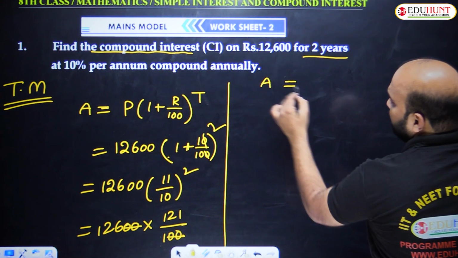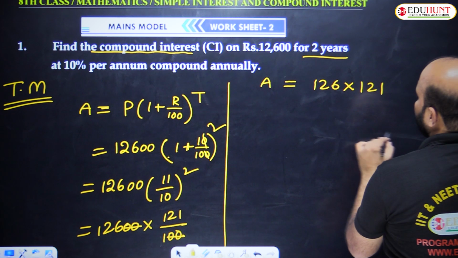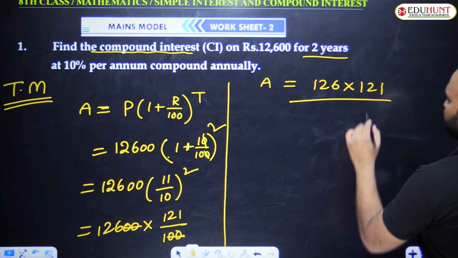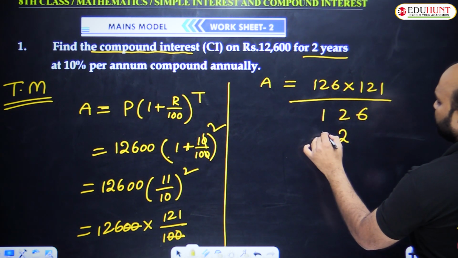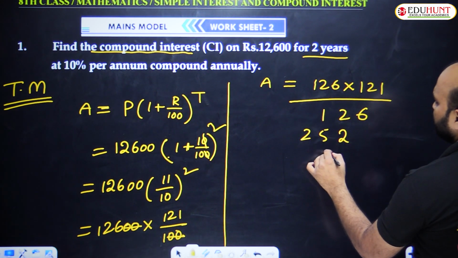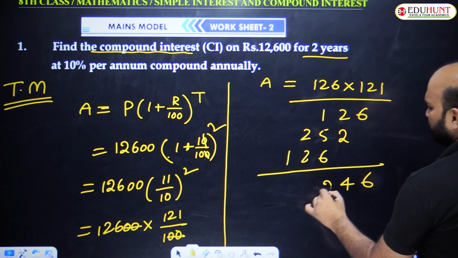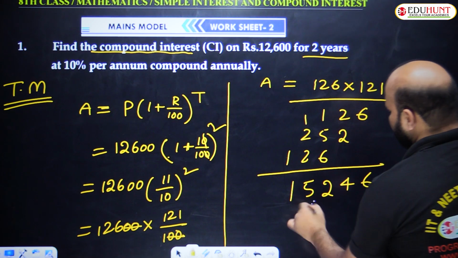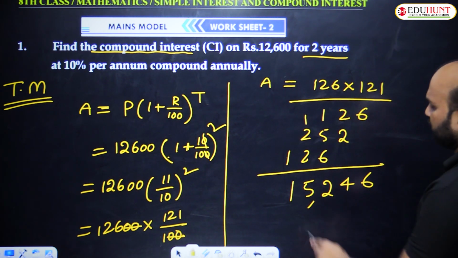What is the amount value? 126 into 121. What is the total? 1s are 1, 2s are 2, again 1s are 1, 6 4s are 24, 6 4s 12, 1 carry 5, 1. So 15,246. 15,246 is the amount value, A value.